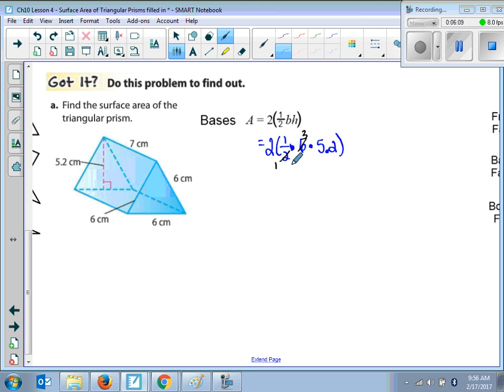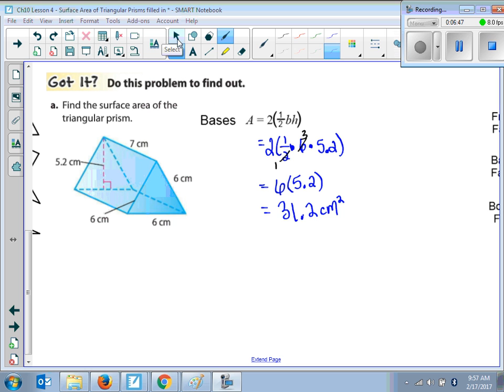Okay? So let's clean this up a bit. So we've got 2 times 3, which is 6, times 5.2. Anything else that we need to put in there? It's all over 1. So do I have to write the over 1? We end up with 31.2. Now that, and it's centimeters squared.